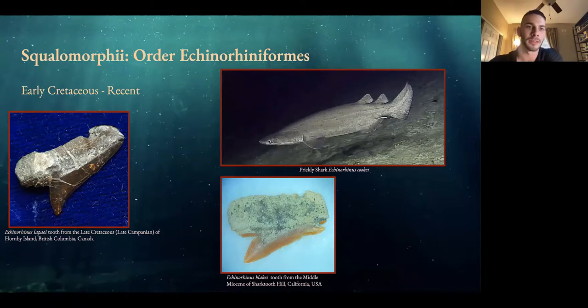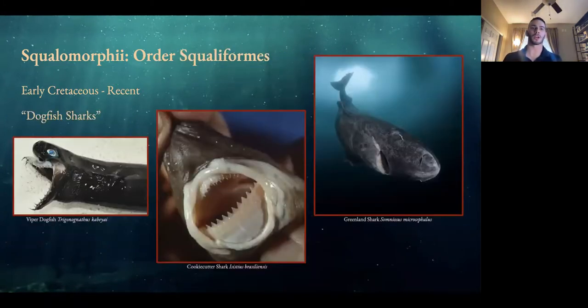They're quite a rare find. And last up, we have the order Squaliformes within the Squalomorphii. These exist in the early Cretaceous through recent. These are found a little bit later in the early Cretaceous than the Echinorhiniformes. Echinorhiniformes are found in the Valanginian, whereas these are from the Barremian and onwards. These are commonly known as the dogfish sharks, and they are probably the most diverse group of sharks within the squalomorphs.